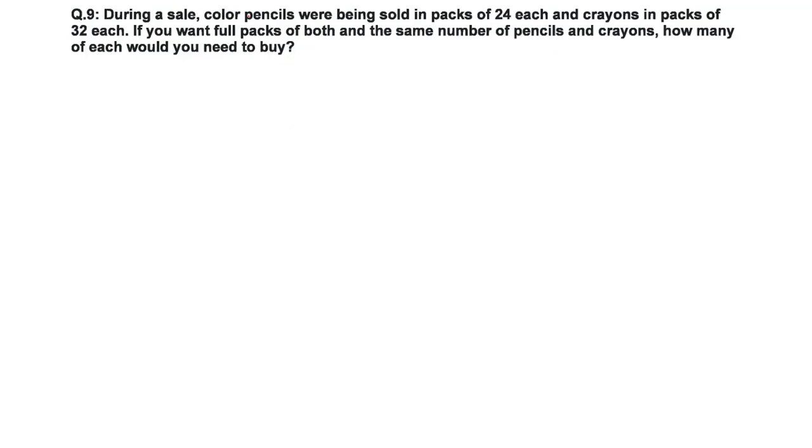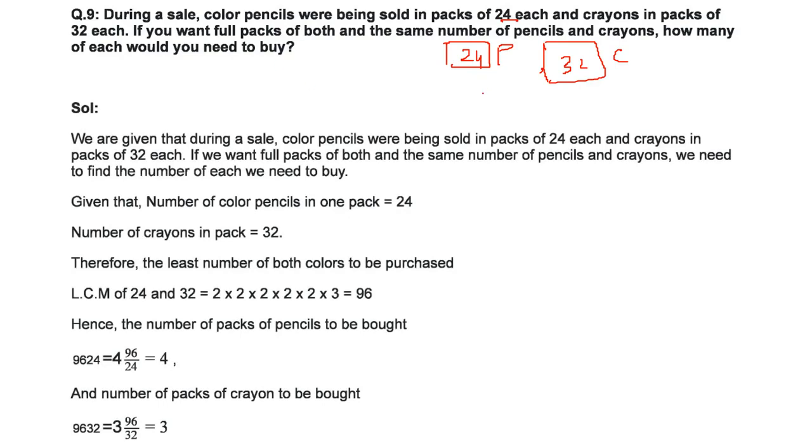During a sale, color pencils were being sold in packs of 24 each and crayons in packs of 32 each. If you want full packs of both and the same number of pencils and crayons, how many of each would you need to buy? What we are trying to do here is fix them so that an equal number of pencils and crayons can be there. So here we are trying to find out the LCM. What is the LCM of 24 and 32?